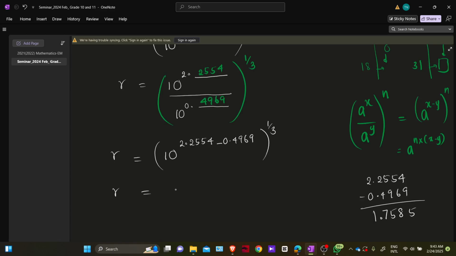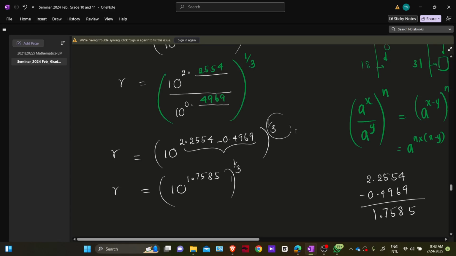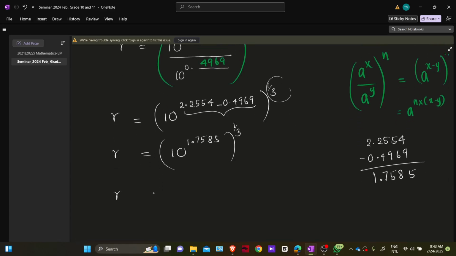So the answer is R equals 10 to the index, the final index will be 1.7585. But don't forget, another 1/3 is there. Then you can write R equals, here you can multiply, right? Multiplying something by 10 to the 1/3 means simply the division. Then divide this number by 3. Divide 1.7585 by 3, right?